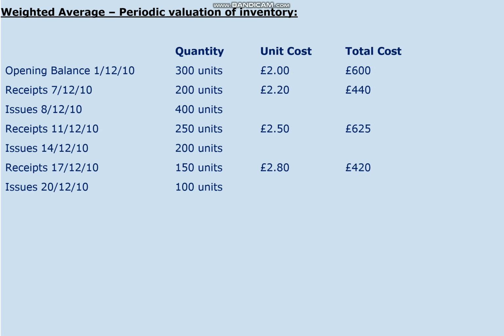Weighted average cost using periodic valuation of inventory. Now, as we know, average cost of inventory can be calculated either by using the continuous method, when the inventory is updated every time a new purchase is made. And there is a second view, which is considered as periodic weighted average valuation of inventory.